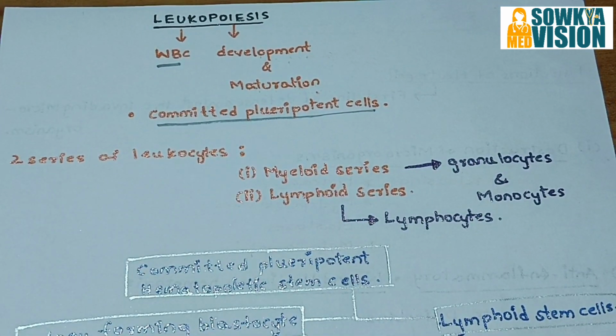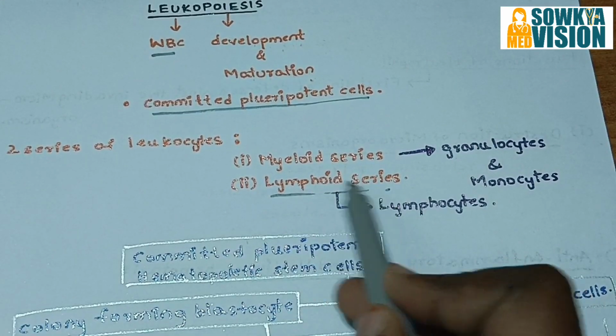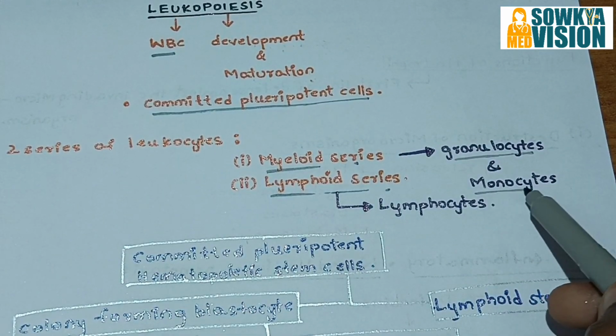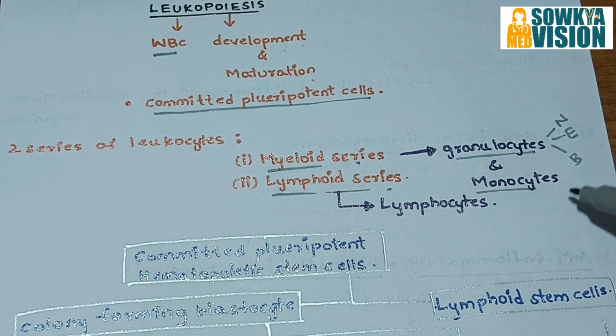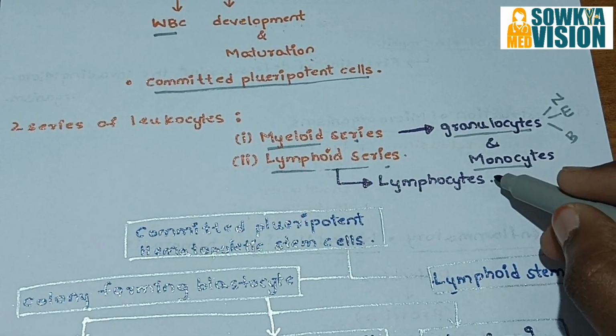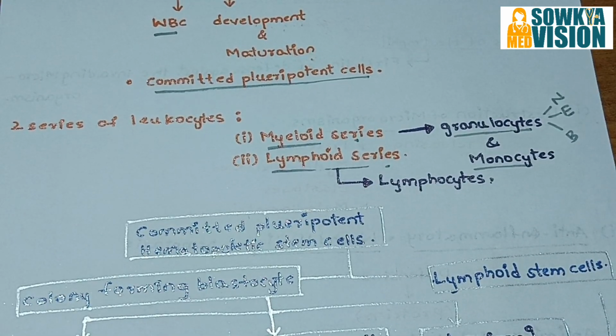There are two series of leukocytes. One is the myeloid series and another is the lymphoid series. From the myeloid series, granulocytes and monocyte. What are the granulocytes? Neutrophils, eosinophils and basophils, and monocyte from the myeloid series. Whereas from the lymphoid series, lymphocyte. Lymphocyte is the agranulocyte.